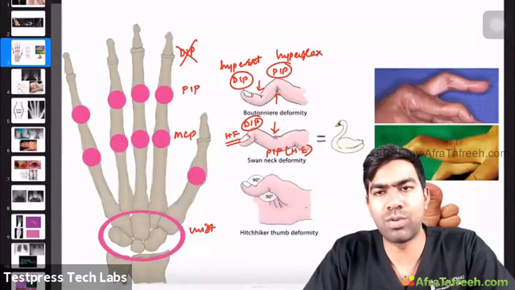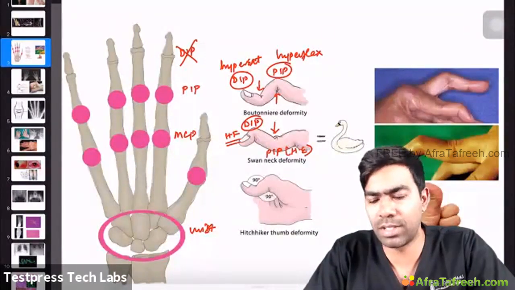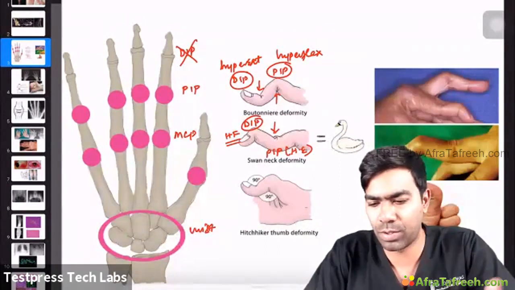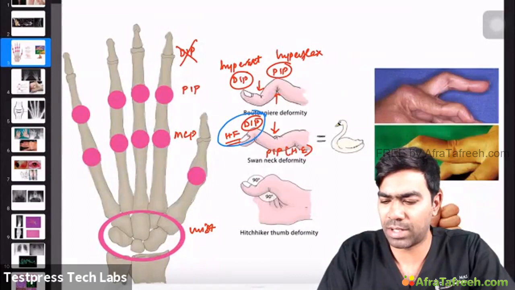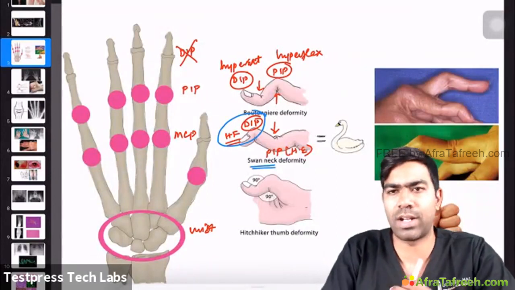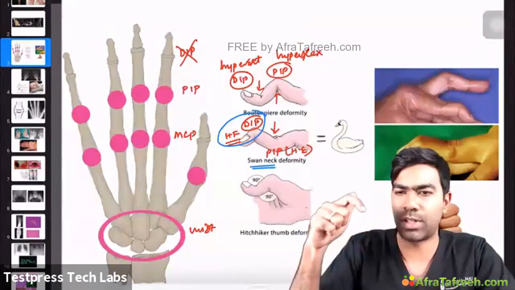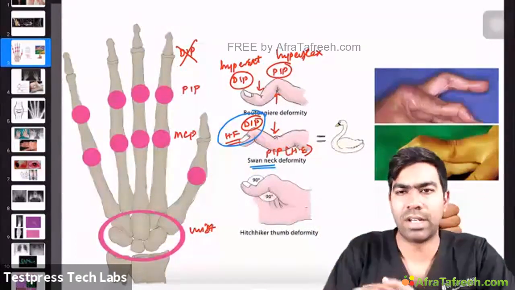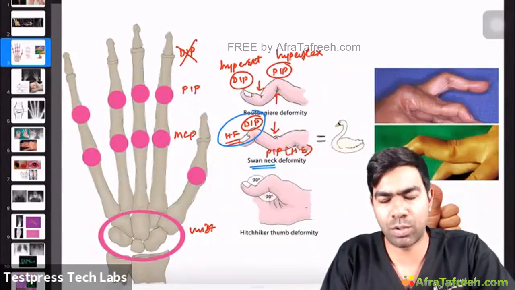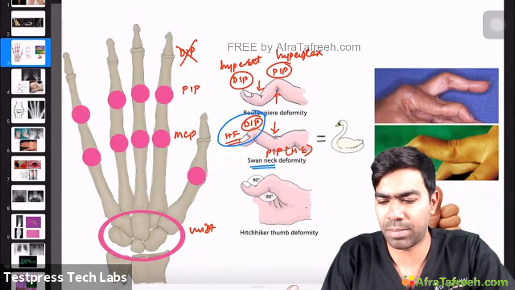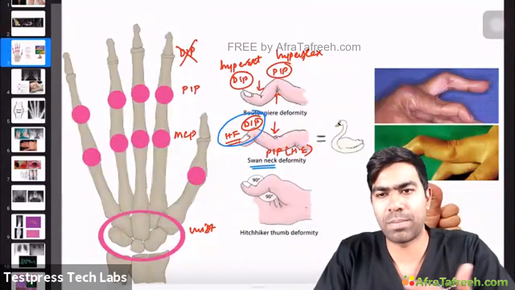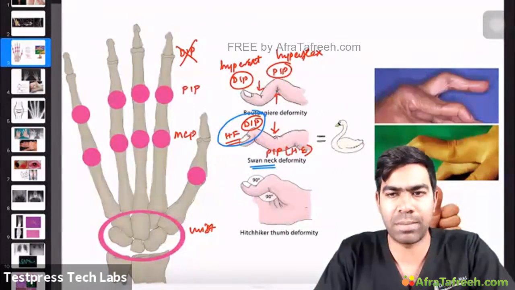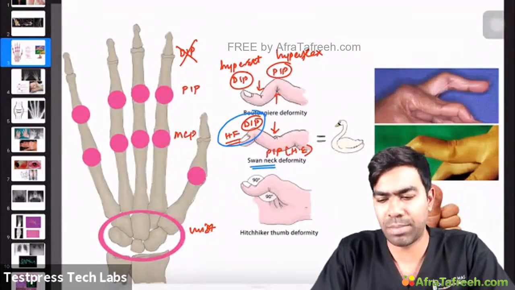So how to remember this is very simple. Remember only one. I generally tend to remember only this: hyperflexion of the DIP is swan neck, because swan neck is like this. So you can remember that hyperflexion at the DIP is swan neck. Then the opposite is going to be in the PIP, that is hyperextension at the PIP. And of course, the exact opposite is going to be the boutonniere. So there will be hyperflexion at the PIP joint and hyperextension at the DIP joint.